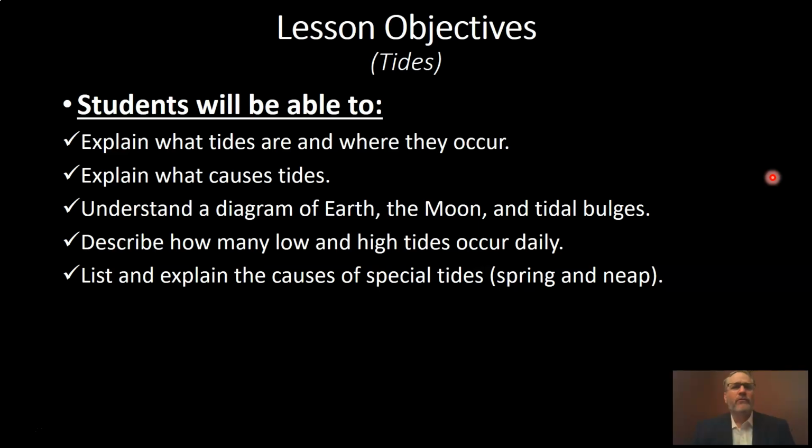So you may be asking yourself, what does that have to do with tides? Let's look at our objectives today. We're going to be looking at what tides are, some of you may know, some of you may not, and where they occur. We want to be able to understand and explain what causes tides to happen. You're going to need to be able to understand a diagram of the Earth, the moon, and tidal bulges. You're going to need to be able to describe how many low and high tides occur daily, and list and explain the causes of special tides. Each month we have some special tides, and those are spring and neap tides. Let's go.